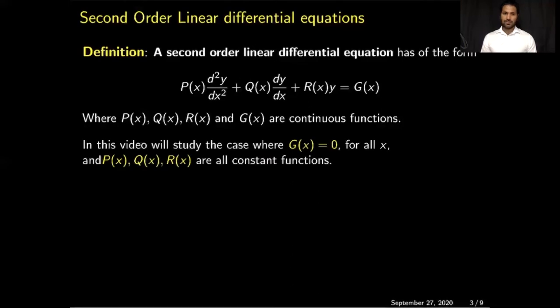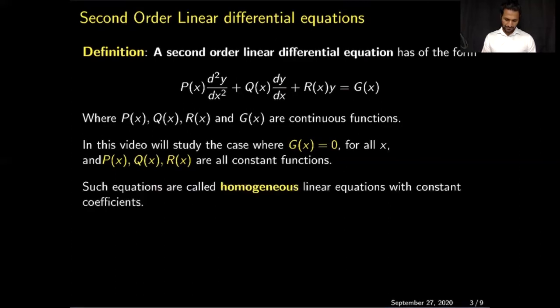In this video, we will consider one particular case of these differential equations where we take the function g(x) equal to 0, and also the coefficients p(x), q(x), and r(x) are all constant, or in other words, they are all numbers for us. Such differential equations are called homogeneous linear differential equations with constant coefficients.